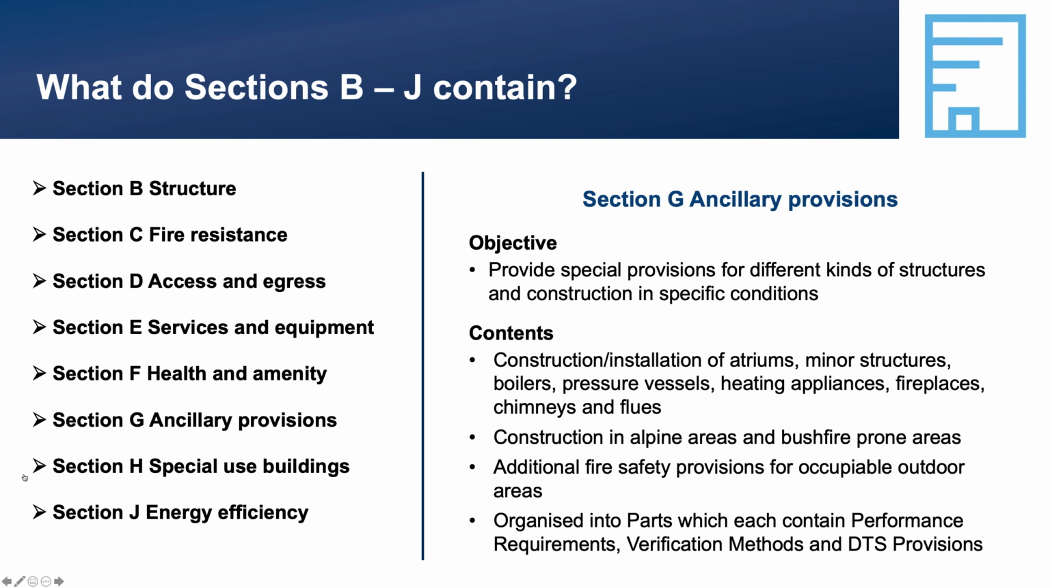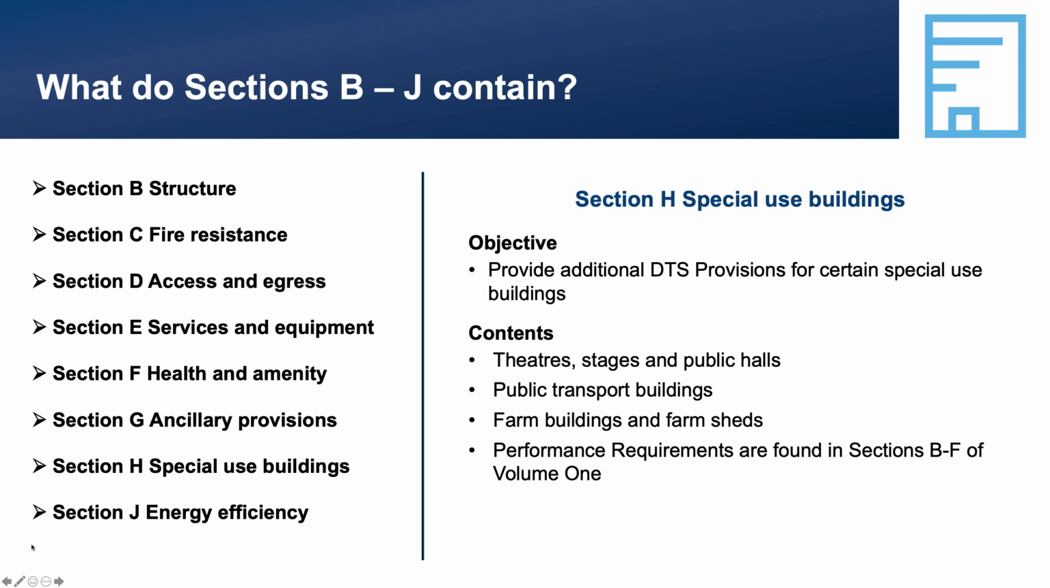Section G contains requirements for a broad range of structures and conditions, from construction of boilers, pressure vessels, and heating appliances to construction in alpine and bushfire-prone areas, and requirements for outdoor areas that can be occupied. Performance requirements, verification methods, and DTS provisions are spread across the different parts. Section H only contains additional DTS provisions for certain special types of buildings. The relevant performance requirements are in the other sections of Volume 1.